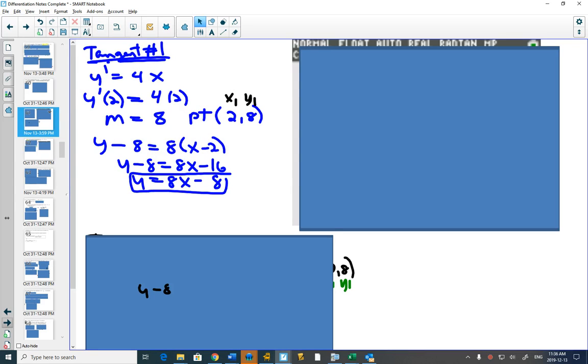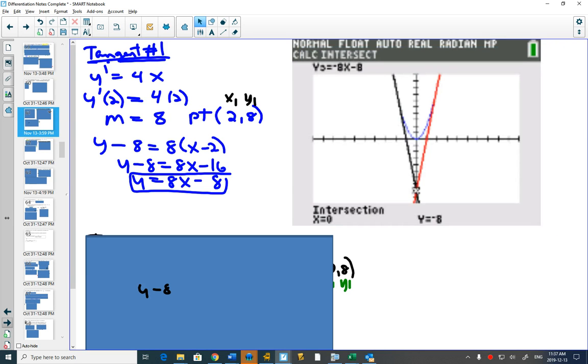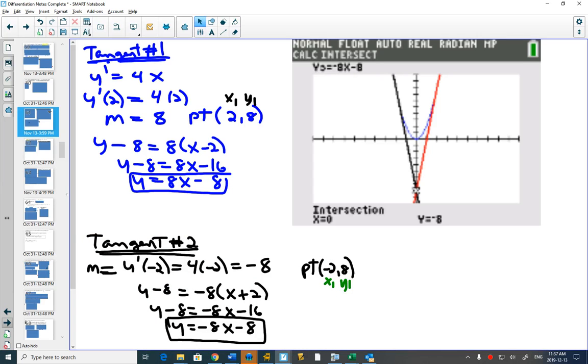Tangent number 1. Well, our derivative is going to be 4x. You can use x equals positive 2 and find the slope of our red graph to be 8, giving y equals 8x minus 8. Doing the same thing with the second tangent, you get negative 8 as your slope, and it just so happens when you look at those two equations that they share the same y-intercept. So this was a really easy question once you got the two tangent lines.